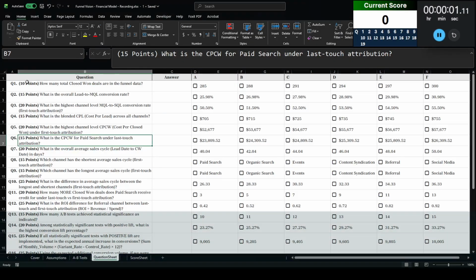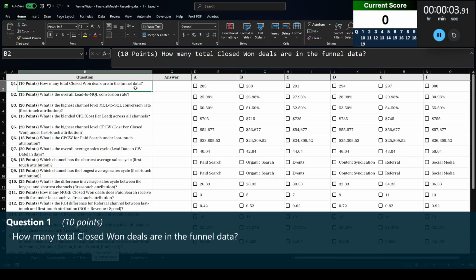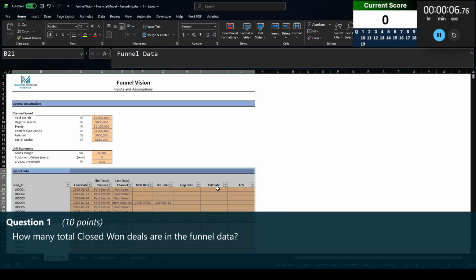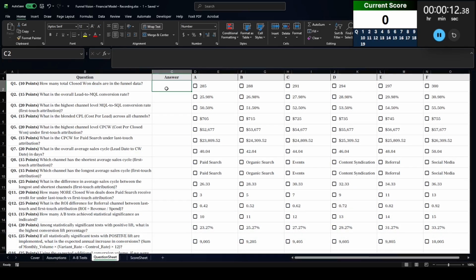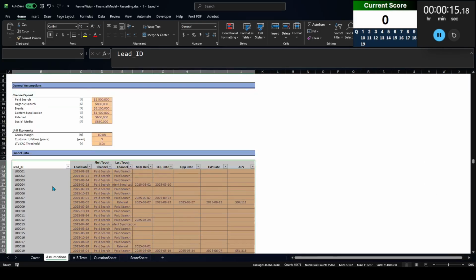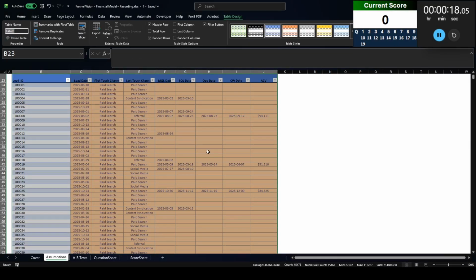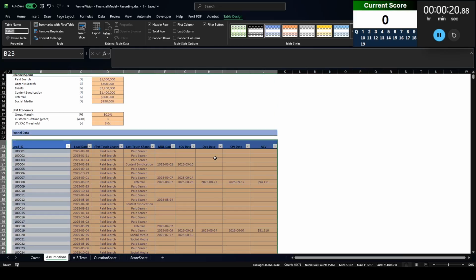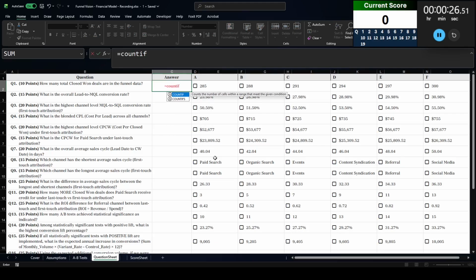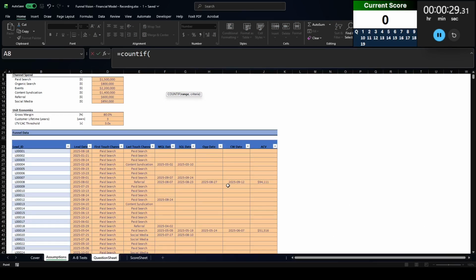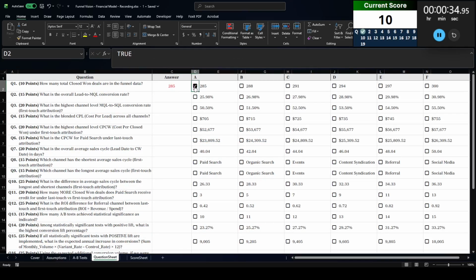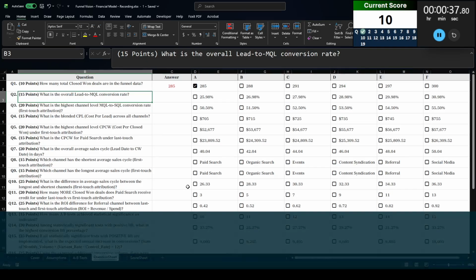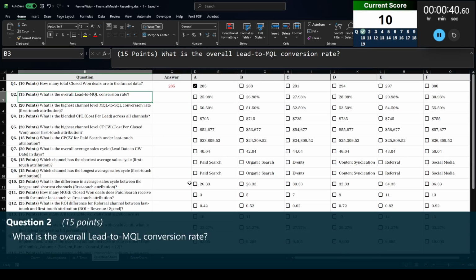Question 1 asks, how many total closed-won deals are in the funnel data? Now in our data, we know we have closed-won deals because there's a date on them, pretty simply right there. First I want to turn this into a table, because working with the table was so much easier for me, as highlighting things and formulas are easier. I'm going to call this funnel data. Then we are going to COUNTIF how many cells in the CW date column of funnel data are greater than 0, meaning there's a date inside. I get 285.